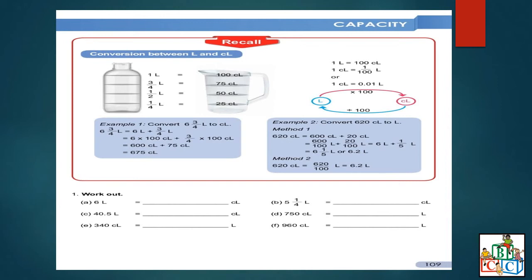So you have some questions. You have to work out liters to centiliters. You only have to times 100 or divide by 100. If you have centiliter, you have to find the liter, you have to divide by 100. For example, 6 liters to centiliters, very easy. 40.5 liters to centiliters. Liters to centiliters times 100, so you are going to move your decimal point to the right by 2 digits.